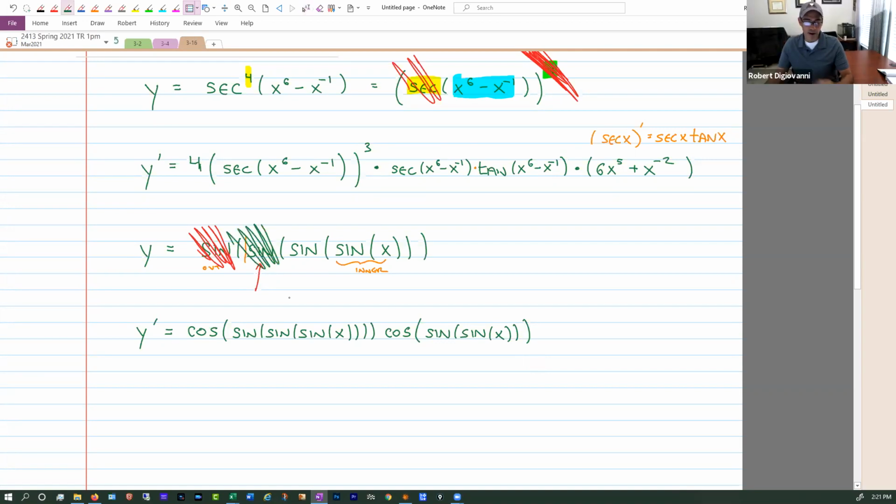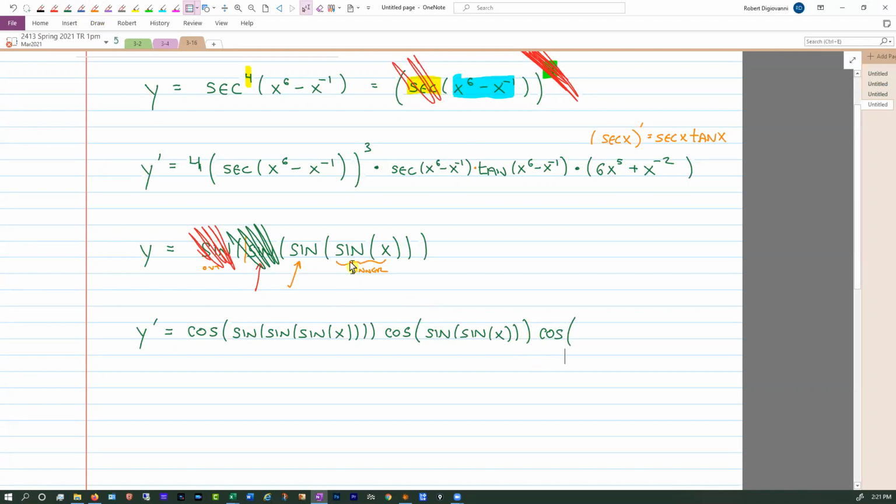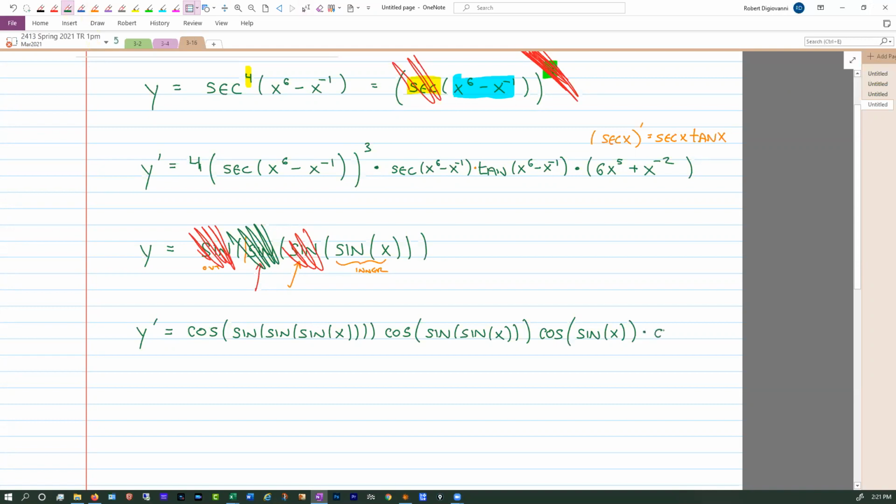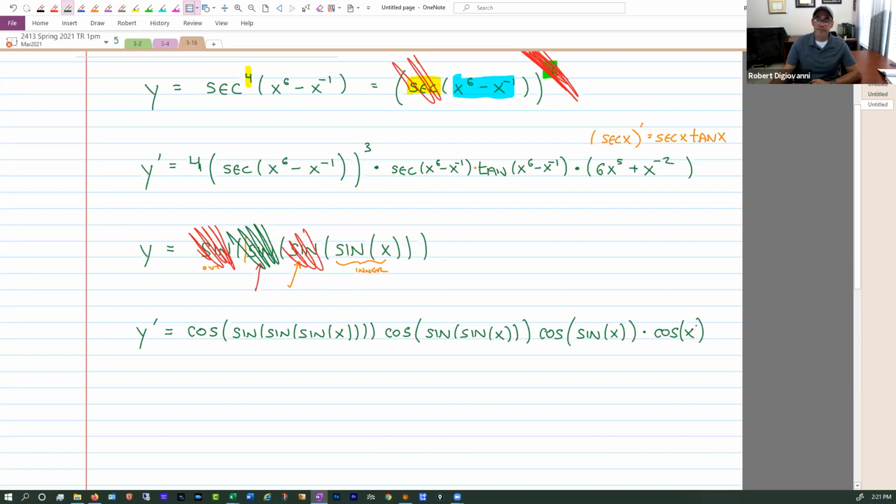We're done with that one now, right? Next layer in. Derivative of sine of something, Claire? Cosine. So now I'm going to have cosine. And what goes inside of that cosine? Just sine of x. Then that'll be 2. Now we've done that layer. And we've made our way finally to the innermost layer, Claire. What is the derivative of the innermost layer? Cosine of x. There it is. There's our derivative.